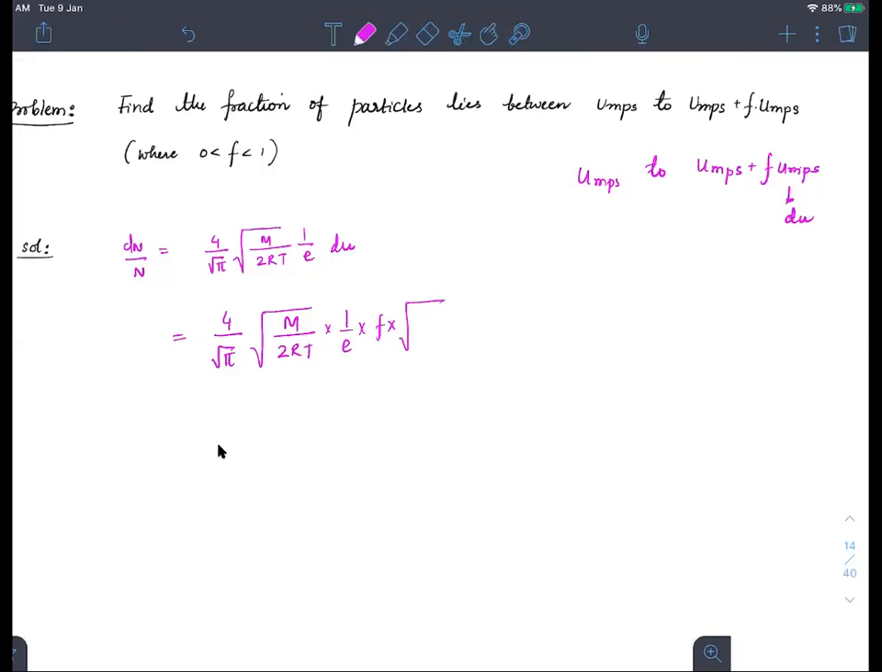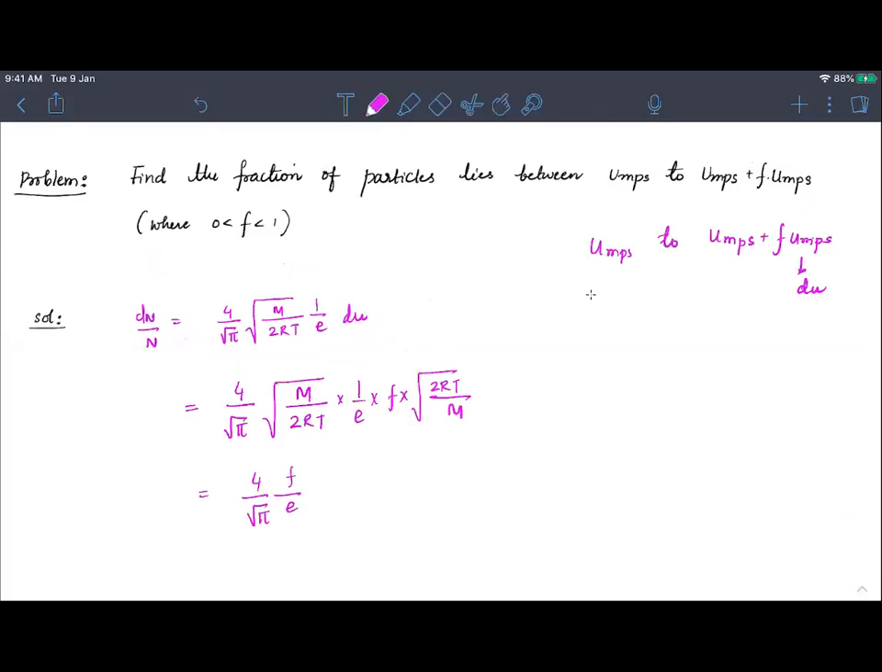URMS is under root of 2 RT by M. Okay, this is 2 RT by M here. Now if you observe this 2 RT by M and this M by 2 RT, everything will get cancelled here. So what are we left out with? We'll be left out with only 4 by root pi into F by N is what you are left out with. You guys understood that?